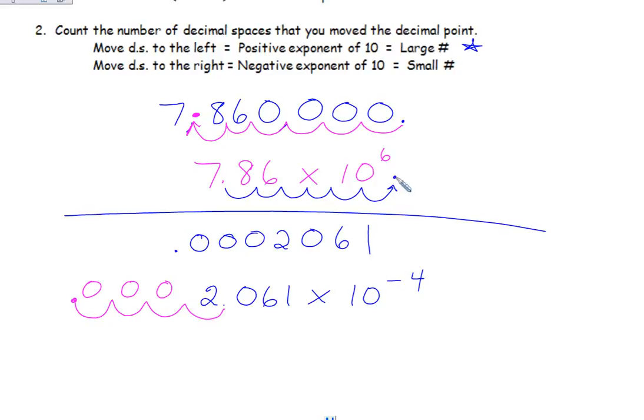Now, one more thing that I want to mention. When you're working with scientific notation in your calculator, you're probably going to see numbers that look like this. You might see something that looks like 2.061 e negative 4. And sometimes people will write that as their answer, like they're taking a test or a quiz and they'll write that on their answer.